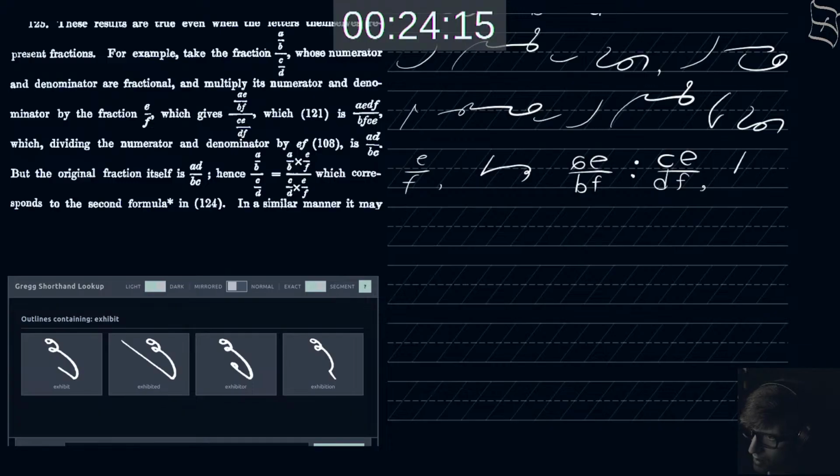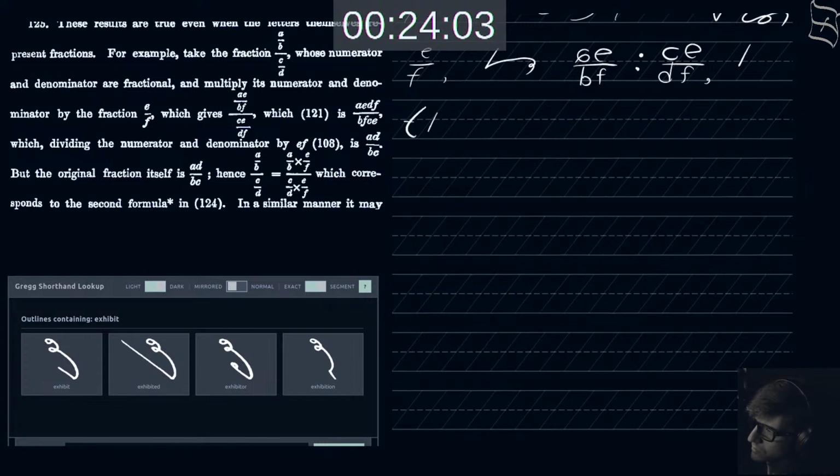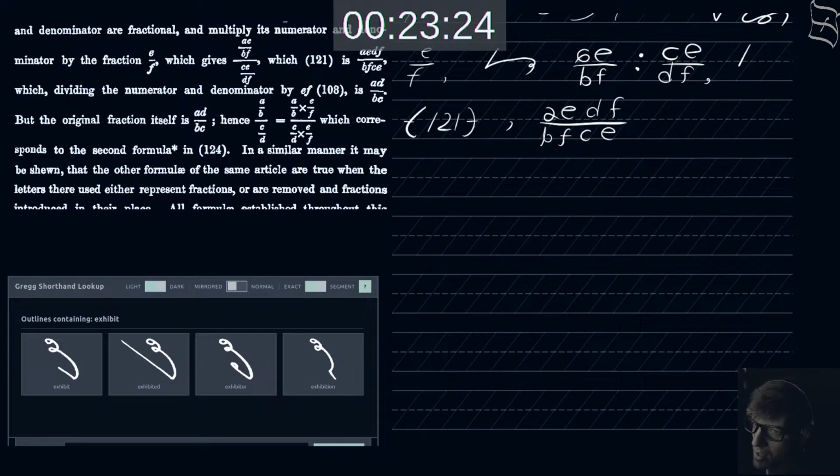comma, which according to Article 121 is the multiplication by the reciprocal, which gives us AE DF all over BF, C, and E, which, dividing the numerator and denominator, so you see here, you can simply just parse it back out.